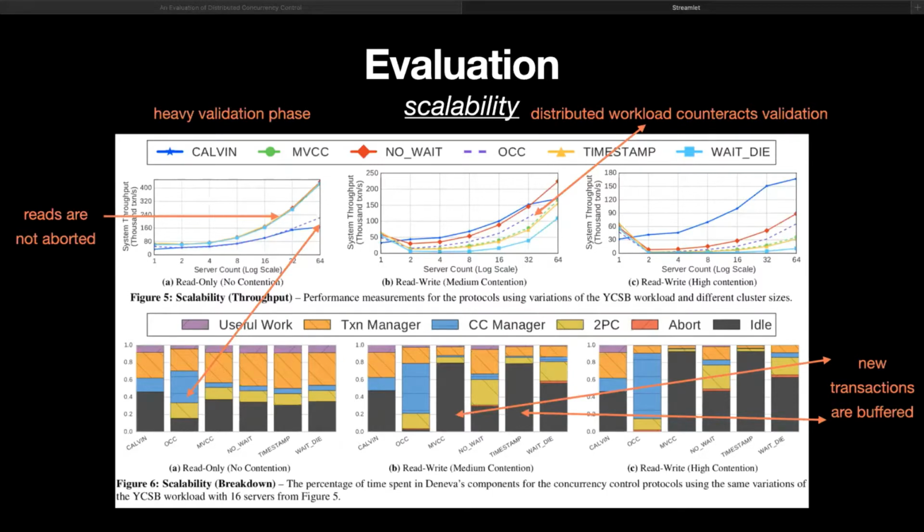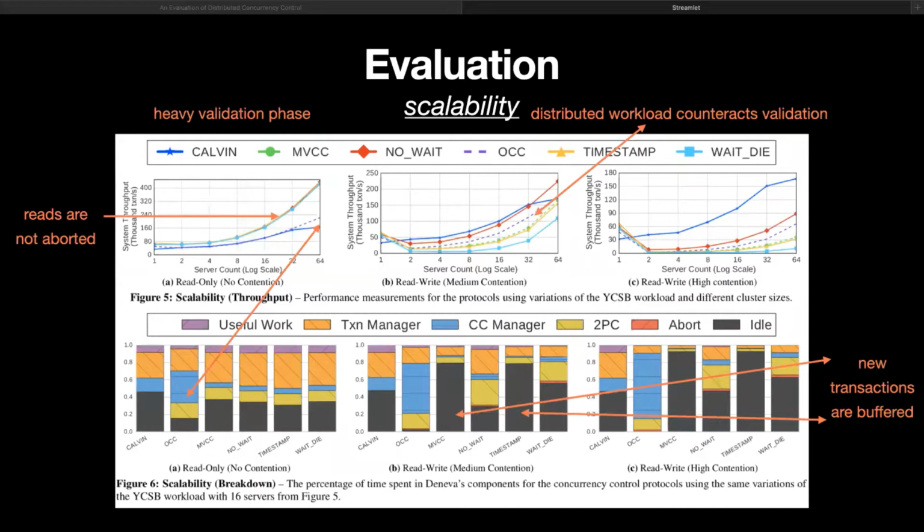So the protocol is spending a lot of time. The timestamp and locking protocols are spending a lot of time just having the transactions queued up in the priority queue doing nothing. That affects their performance. So lastly, in the read write phase where there is high contention, we can see that almost all of the protocols don't perform well.